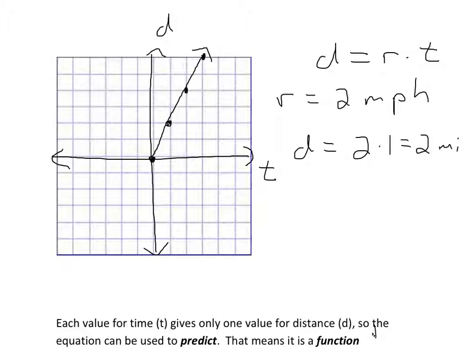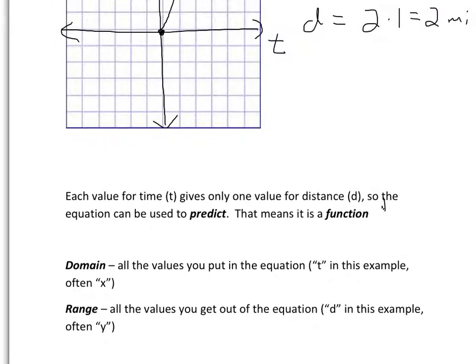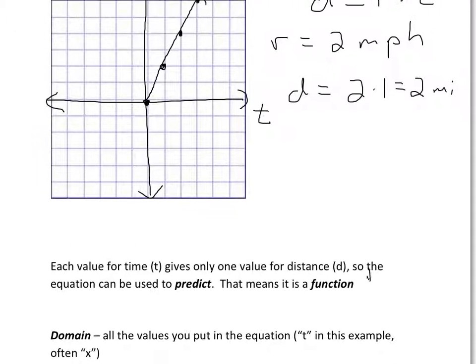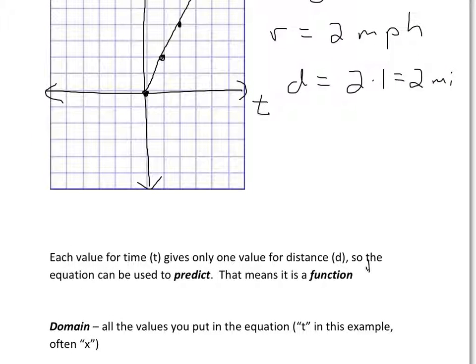Can I use it to predict? If I go for 1 hour, I'm always going to go 2 miles. If I go for half an hour, I've gone 1 mile. There's no question at all. After half an hour, I haven't gone 3 miles or 6 miles. It's pretty clear that you can use this equation to predict. If you give it a time, it's going to tell you a distance. There's going to be no questions there. So this thing is a function. Each value for time gives only one value for distance, so the equation can be used to predict. That means it's a function.